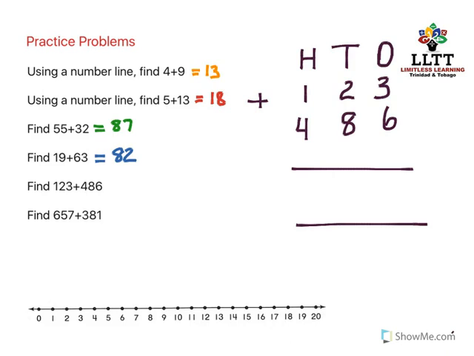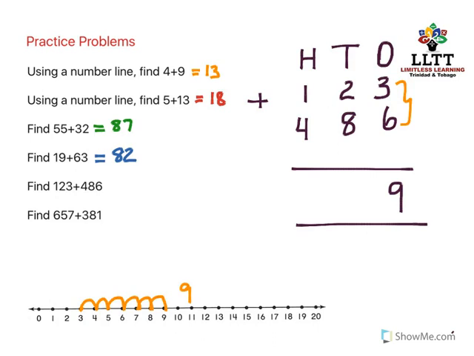So I'm going to start with my ones first. So that's 3 plus 6. I'm going to start at 3, move 6 places to the right. That's 1, 2, 3, 4, 5, 6. So 3 plus 6 gives me 9 ones. I'm going to put that 9 under the ones section. So that's 9. Then next, I am going to add my tens.